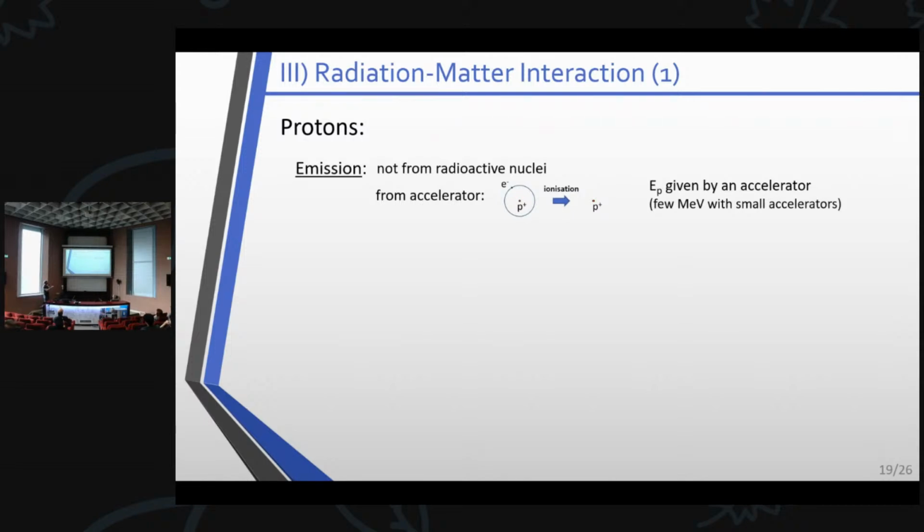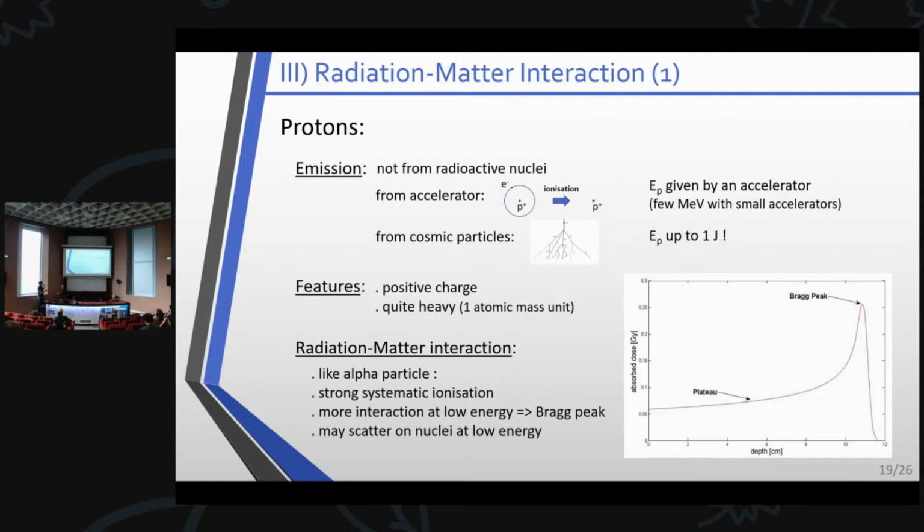And the energy of the proton is given by the accelerator. It's, let's say, a few MeV for a small accelerator like we have in our lab. You can have protons coming from cosmic particles. In fact, it's the main component of the cosmic rays, and the energy can go up to 1 joule. And for a particle, 1 joule is just tremendous. Okay, there are not a lot of particles at this energy, but it's billions and billions of electron volts.